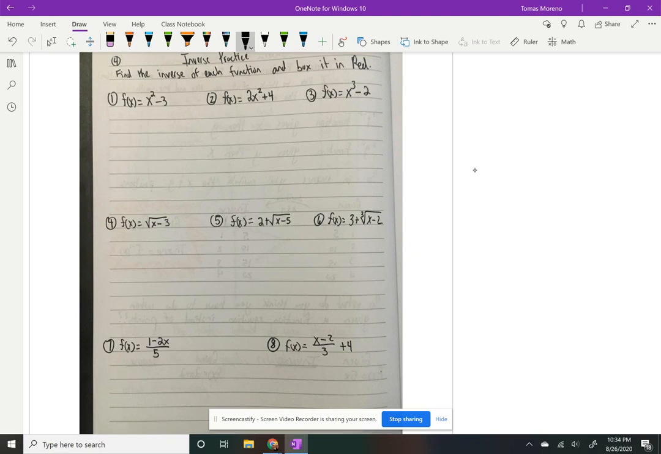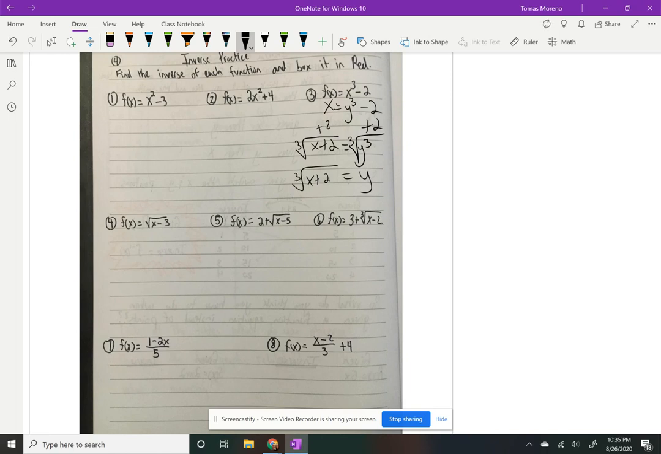Okay, so what do I do? I already know f of x is y, so I just switch my x and my y. How do I get rid of a minus 2? Plus 2. Now, how do I get rid of a cube? A cubic power. I have to take the cubic root to both sides. So now I have y equals the cubic root of x plus 2.